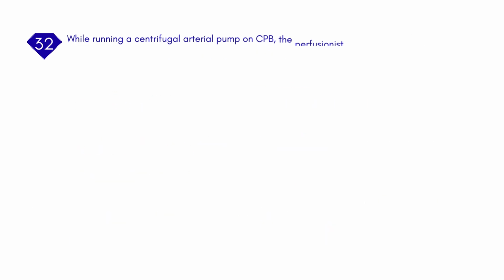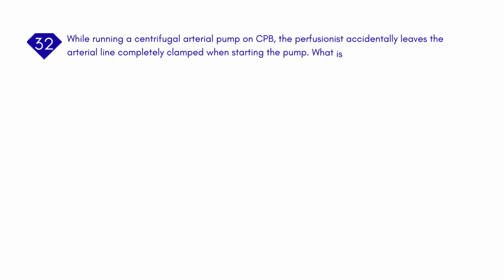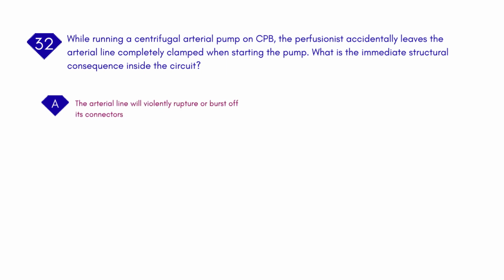While running a centrifugal arterial pump on CPB, the perfusionist accidentally leaves the arterial line completely clamped when starting the pump. What is the immediate structural consequence inside the circuit? A. The arterial line will violently rupture or burst off its connectors. B. The pump will generate a high vacuum, causing the venous reservoir to collapse.